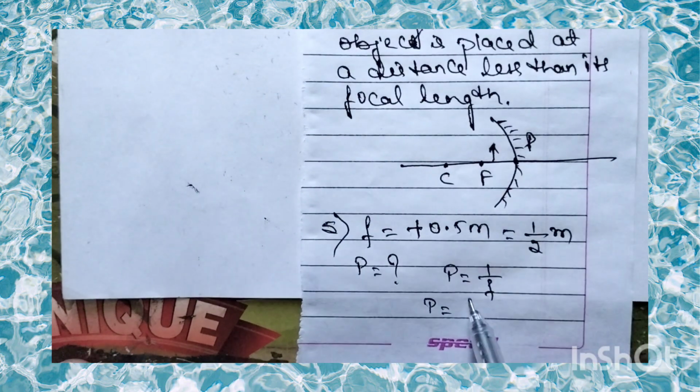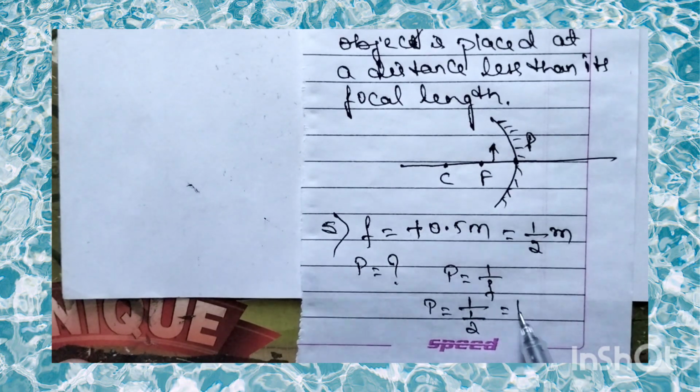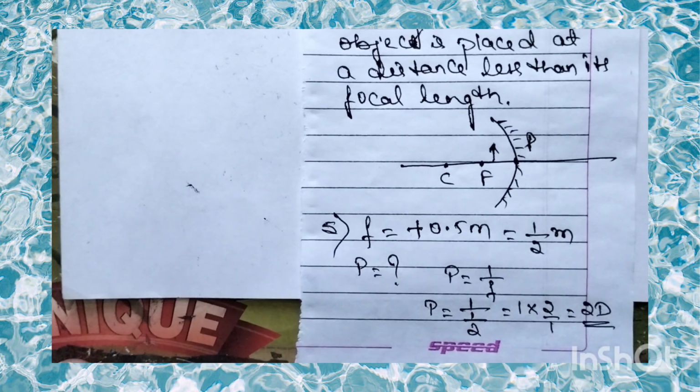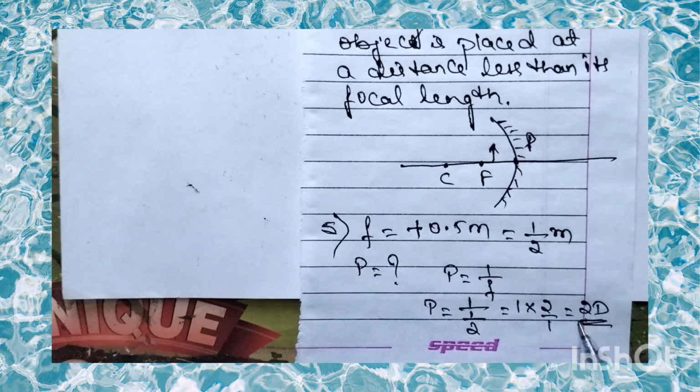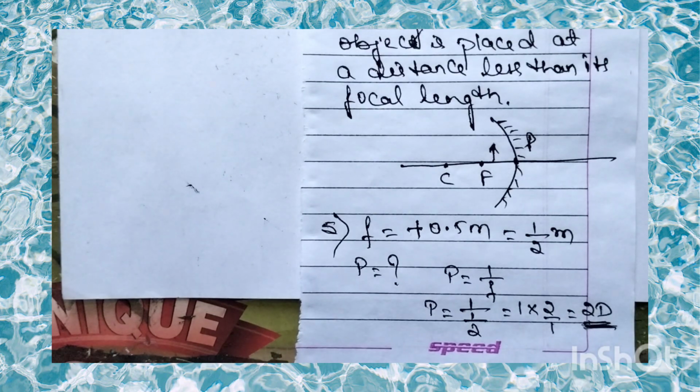P is equal to 1 divided by 1 by 2. That is equal to 1 into reciprocal is 2 by 1. So 2 ones are 2 diopter. So if the focal length is half meter, then the power of the lens is 2 diopter. That is plus 2D. So plus 2 diopter is the right answer for the power of lens.